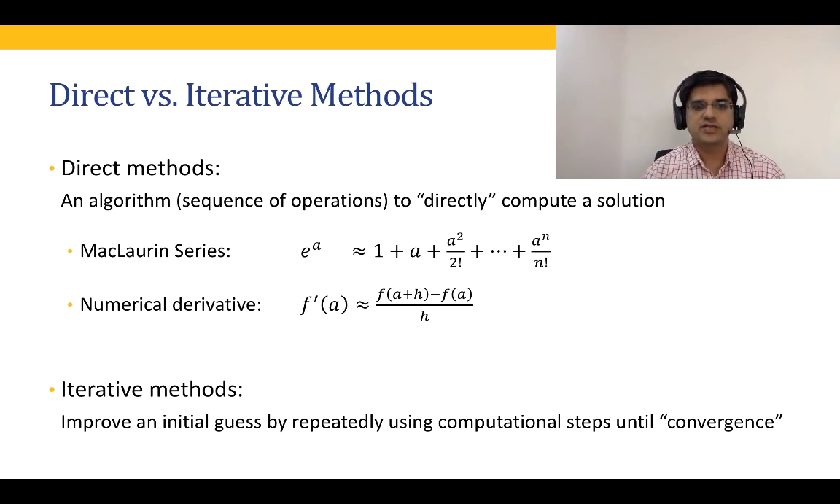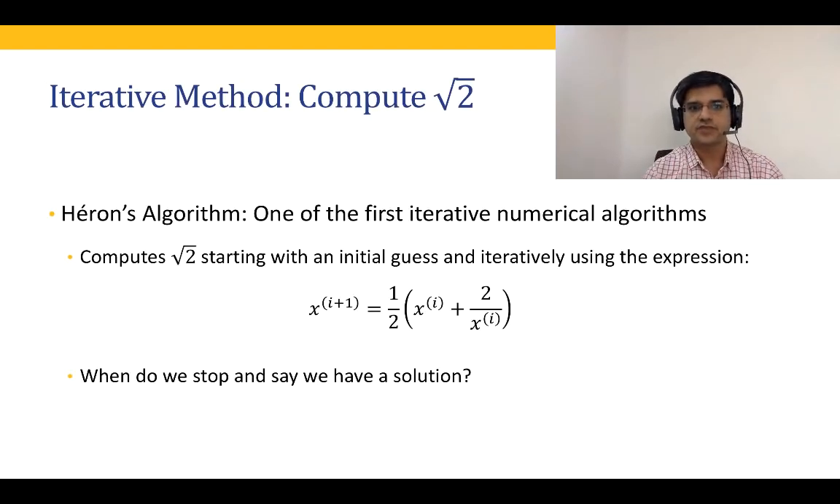The second type of method that we are going to consider in this lecture is what is known as iterative methods. In iterative methods, we will start with a certain initial guess and we will use certain steps repeatedly, or iteratively, to improve that initial guess until we reach convergence. Let's take an example of an iterative method. As I mentioned before, the example of an iterative method that we are going to take is what is known as Heron's algorithm.